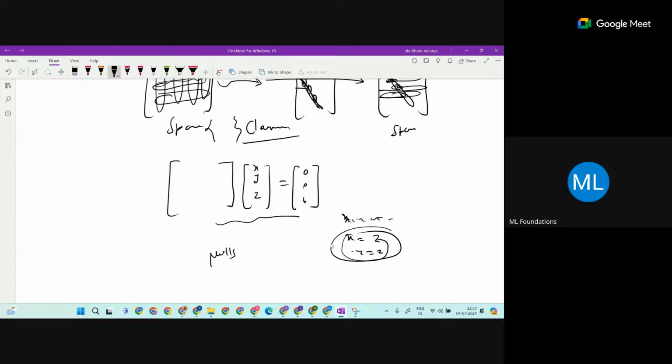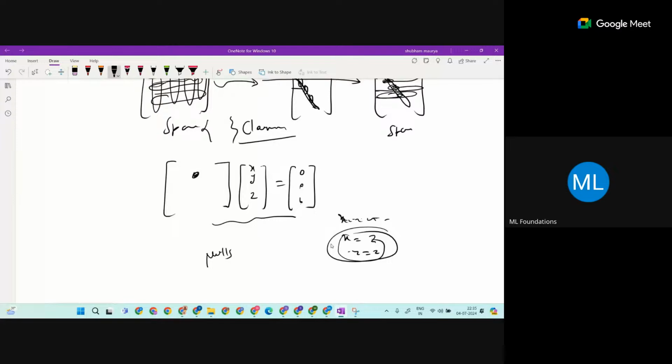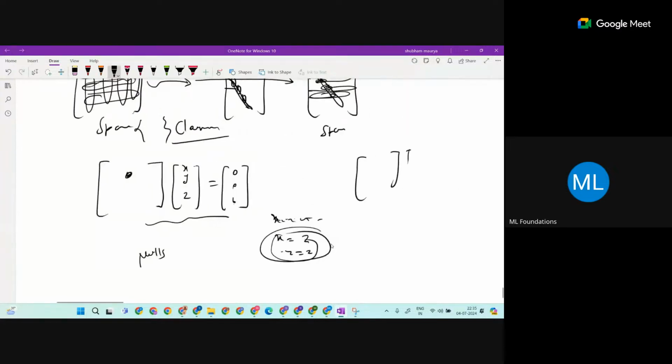And what is the left null space? Whatever matrix is given, first find the transpose of that. First do the transpose, and then find the null space of that. This is your left null space. This is only the theory behind it.